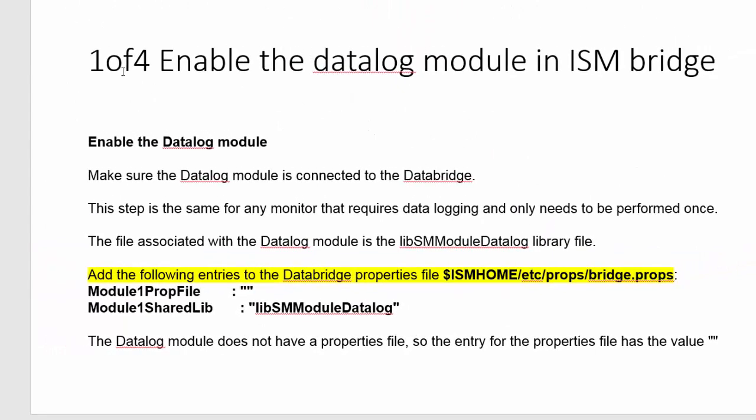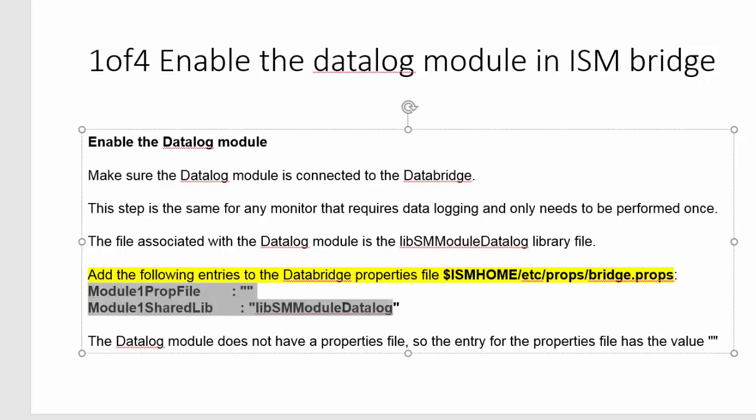Okay, now let's go into the demonstration of how to enable the datalog module. You have four main steps. The first step is to enable the datalog module in the ISM bridge. How do you do that? You go under your ISMHOME directory, and under /etc/props/bridge.props file, you have to add these two lines that are documented, that I'm highlighting here: module 1 prop file and module 1 shared lib.